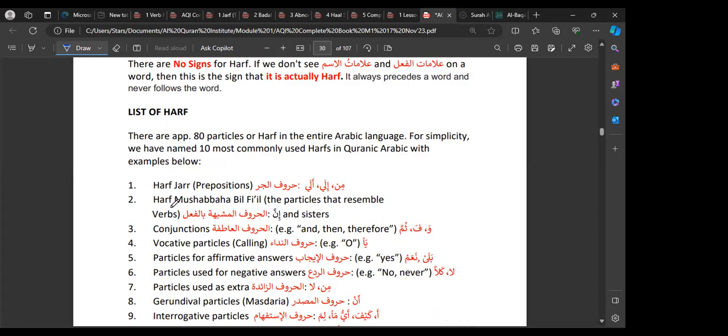Number 2, harf mushabba bil fi'l. They resemble verbs and we'll come to them later. They have their own classes and lessons all about inna and its sisters, inna wa akhawataha. So we will learn about that later on, inshallah.